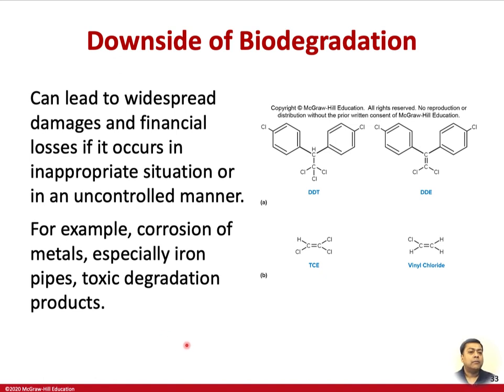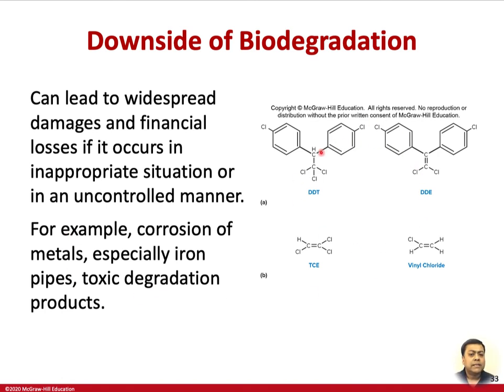On the other hand, the downside of biodegradation can lead to widespread damage and financial loss if it occurs in inappropriate situations or in an uncontrolled manner. Examples are metal, especially iron pipes, and toxic degradation products. These are some of the examples.